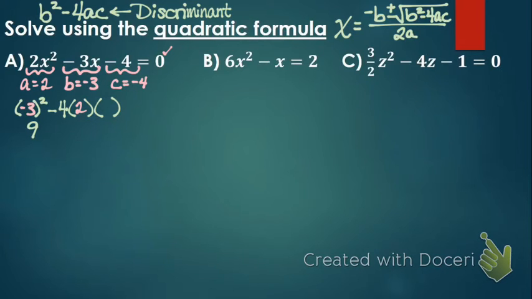Got to make sure that I do this part correctly. I have negative 4 times 2, which gives me negative 8. And then I take the negative 8 and multiply it by negative 4. Negative times a negative gives me a positive. Positive what? 32. So I have 9 plus 32, which gives me 41. This is what goes underneath the square root.